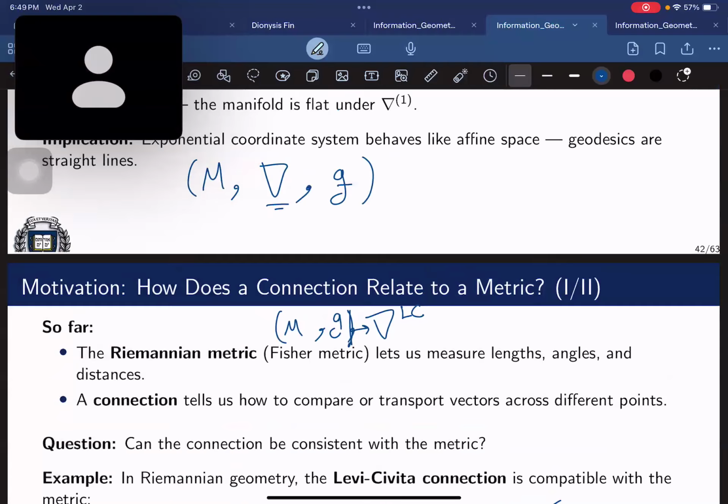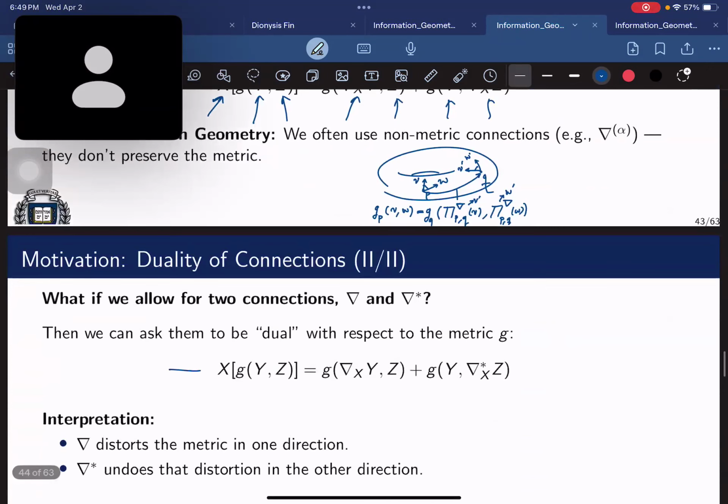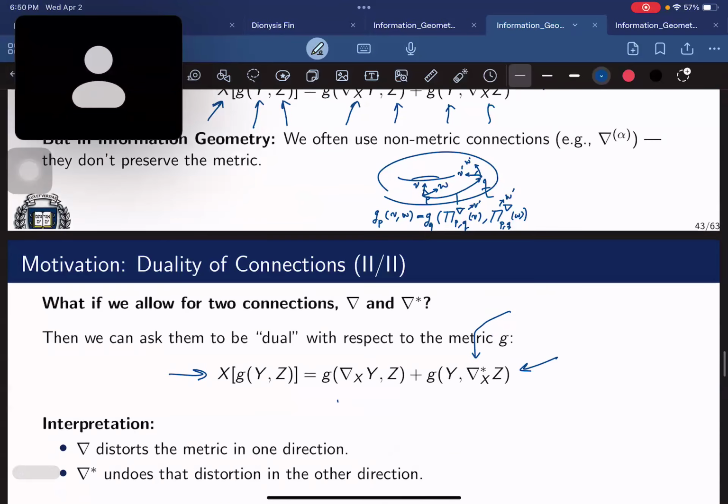So one idea is to rewrite this as this, but with a slightly different connection. We call this a dual connection. So starting from a connection and a Riemannian metric, you calculate the dual connection, represented by the star here, such that it satisfies the same condition, but instead of the connection, we have the dual connection on the right-hand side.